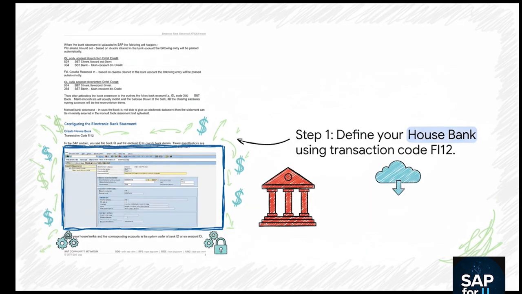All right, step 1, the house bank. We use transaction FI12. And all we're really doing here is telling SAP, hey, this is our bank and here are our account details. This gives the bank its own unique ID inside the system, which is absolutely crucial so SAP knows exactly which cash account to post to.